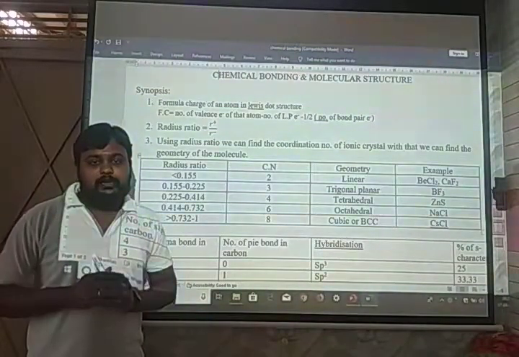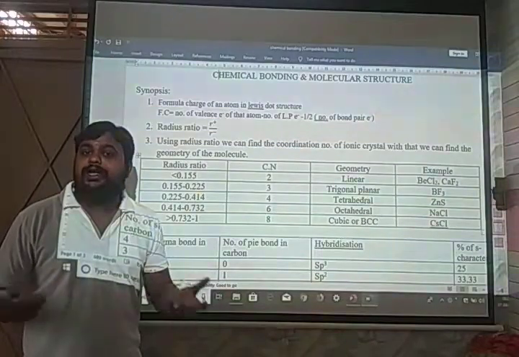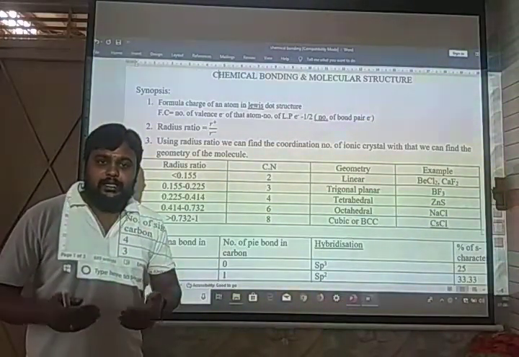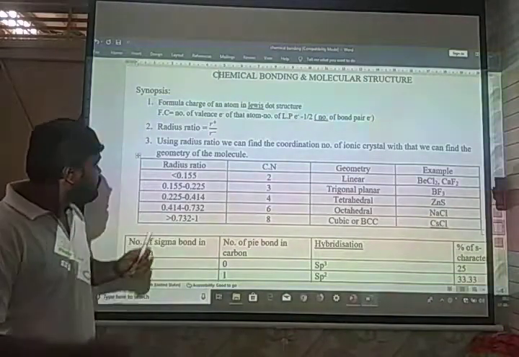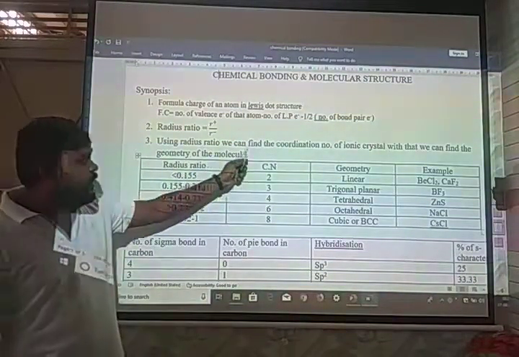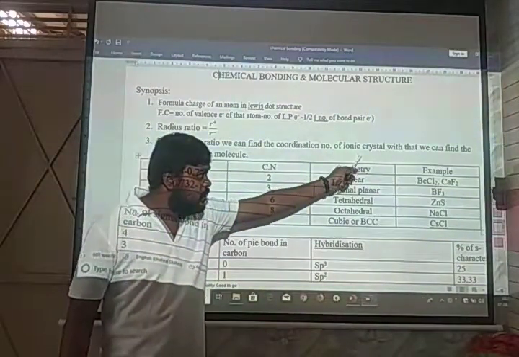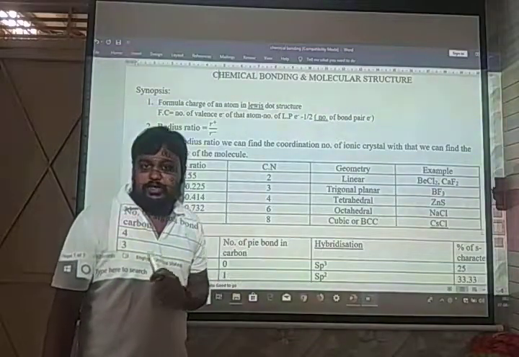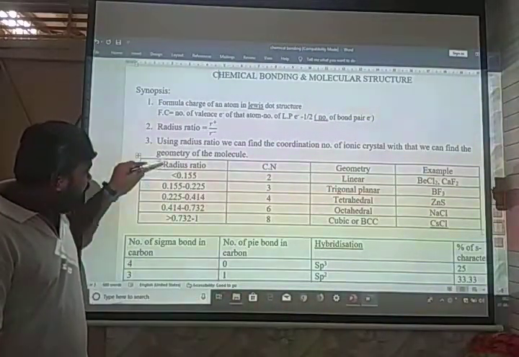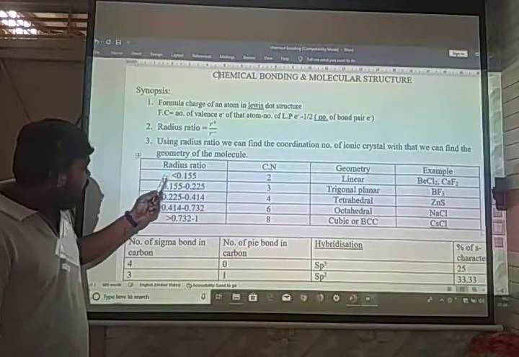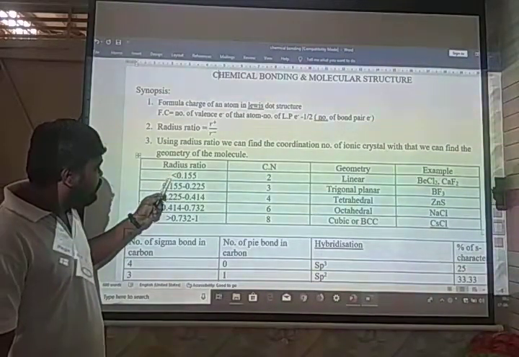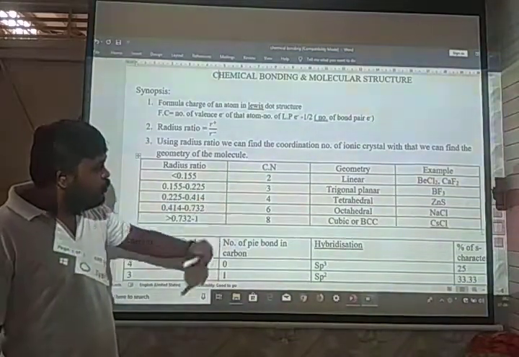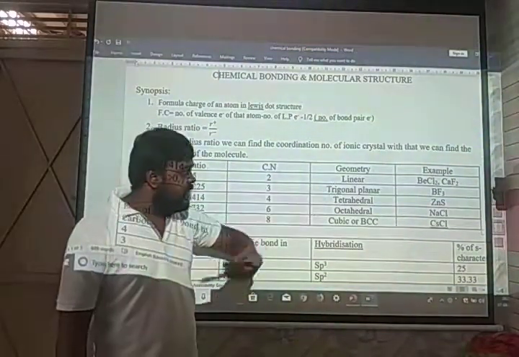Using this radius ratio, we can find the coordination number, that is, the number of nearest neighboring atoms present with that atom. So using this radius ratio, we can find the coordination number of the ionic crystal. With the help of the coordination number, you can find the geometry or structure of the molecule. Here I have given various ratios. If the radius ratio value is less than 0.155, the coordination number is 2, and the geometry is linear.